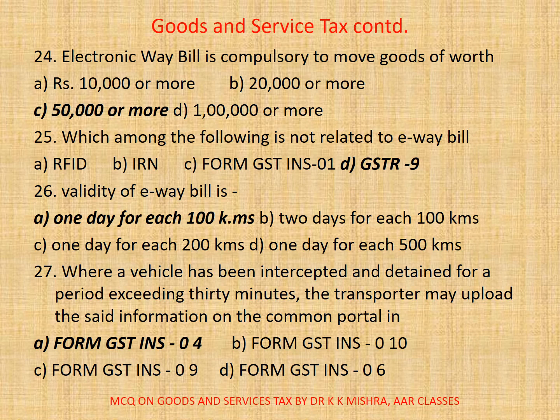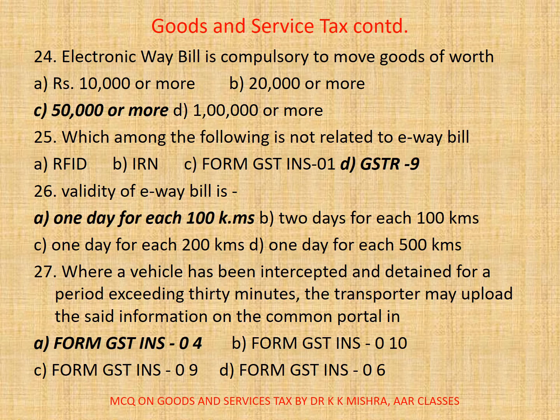Rupees 50,000 or more. 25. Which among the following is not related to e-way bill? A. RFID, B. IRN, C. Form GST INS01, D. GSTR9. The correct option is D. GSTR9. 26. Validity of e-way bill is A. 1 day for each 100 kilometers, B. 2 days for each 100 kilometers, C. 1 day for each 200 kilometers, D. 1 day for each 500 kilometers. The correct option is A. 1 day for each 100 kilometers.